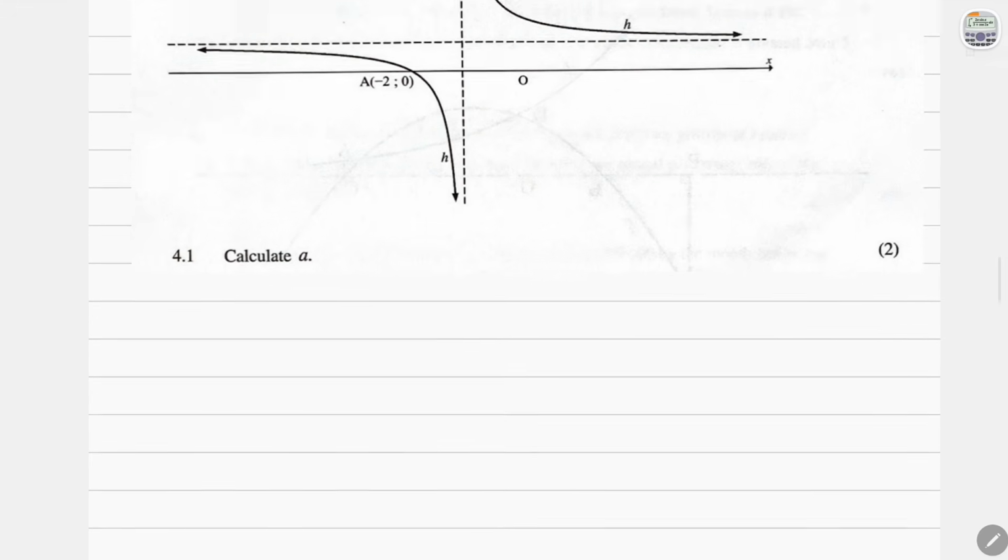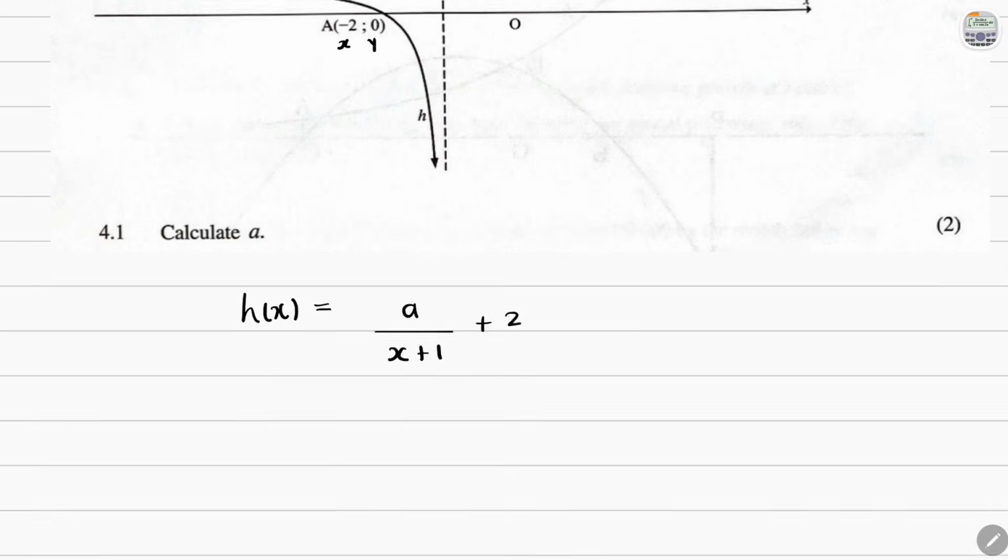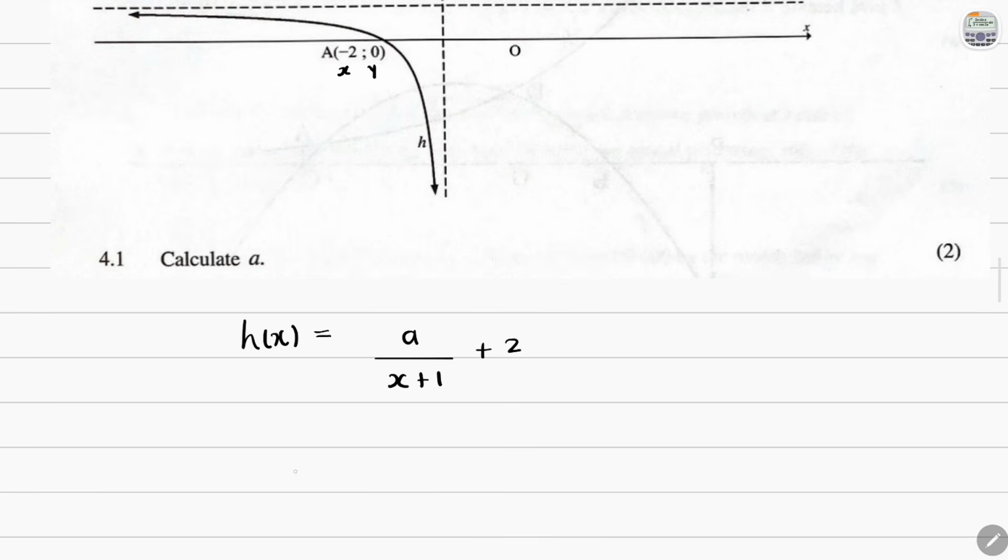So we're going to go ahead and substitute this point A in place of x and y into our graph. So this is the equation of h. And in place of x and y, we're substituting -2 and 0. So 0 is equal to a over -2 plus 1 plus 2.